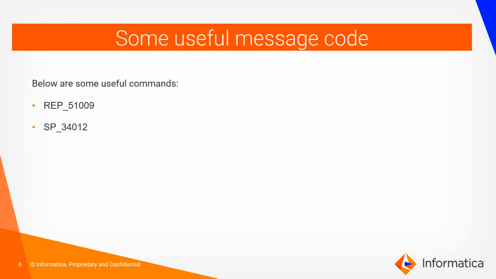Now we will see some of the useful message codes. I have mentioned two of the message codes. REP_51009: this is the message code which is written in the Repository Service logs when we are restarting or starting our Repository Service. This will list the port number on which that particular process is getting started. The second one is SF_34012. This is the message code which is written in the Integration Service log when we are restarting the Integration Service. This will also list the port number on which that particular process is running.